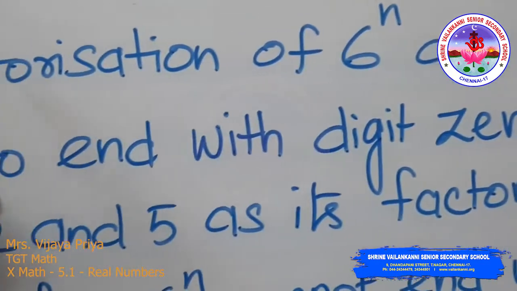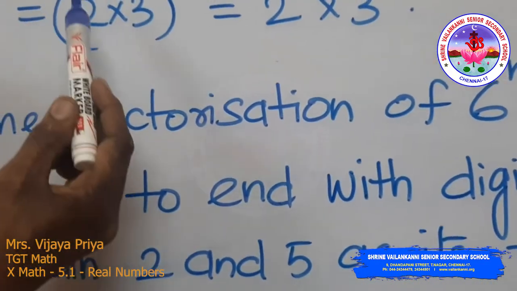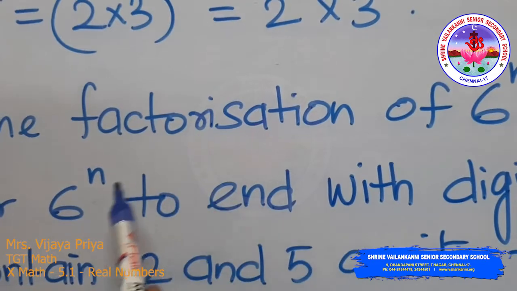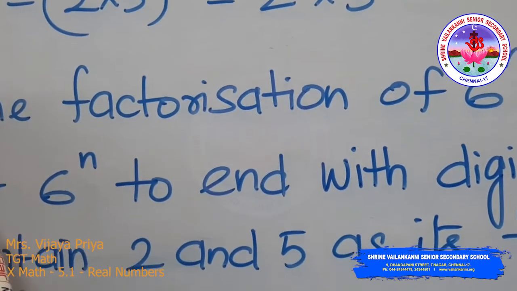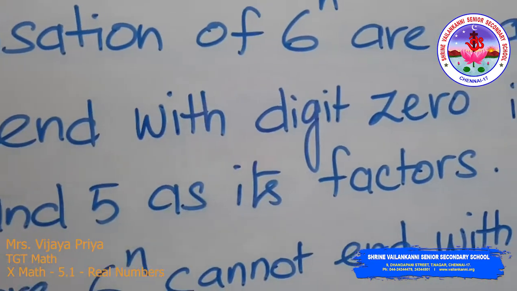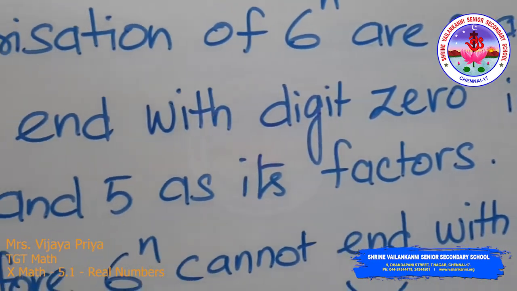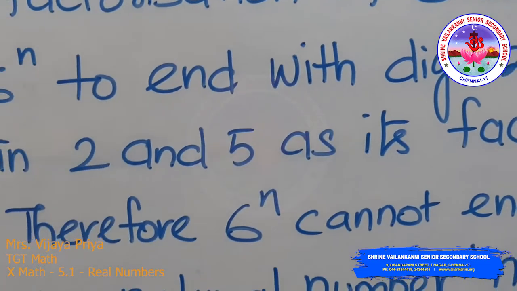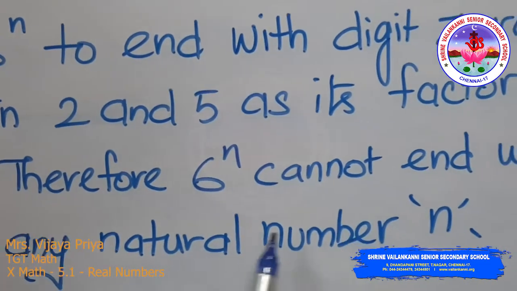So it is not possible for your 6 power n to have the factors 2 and 5. So this condition is not possible. So for 6 power n to end with the digit 0, it should contain 2 and 5 as its factors. Therefore, the 6 power n cannot end with digit 0 for any natural number n.